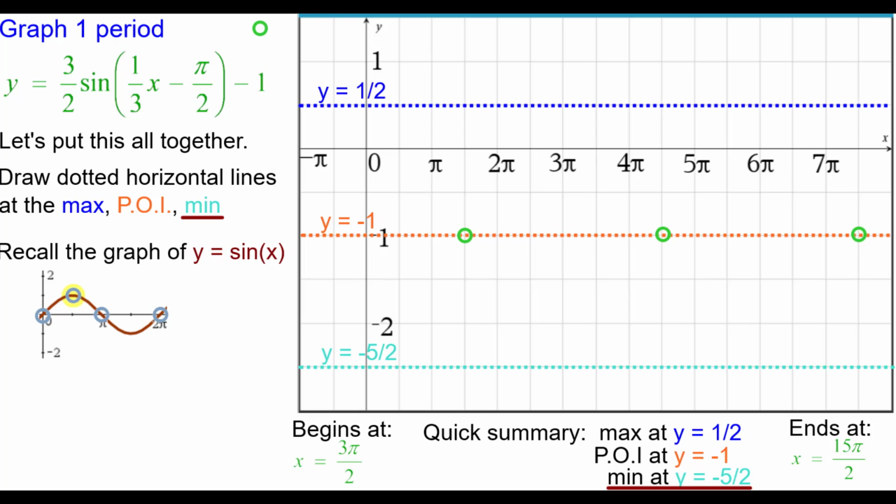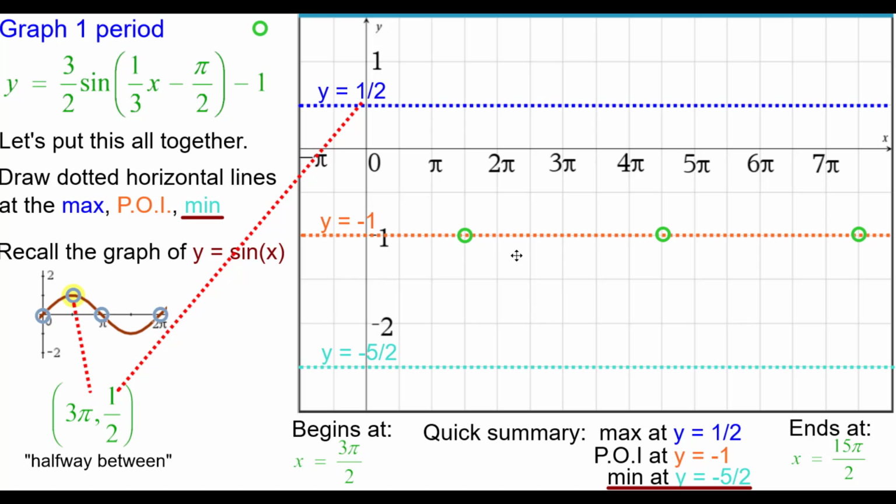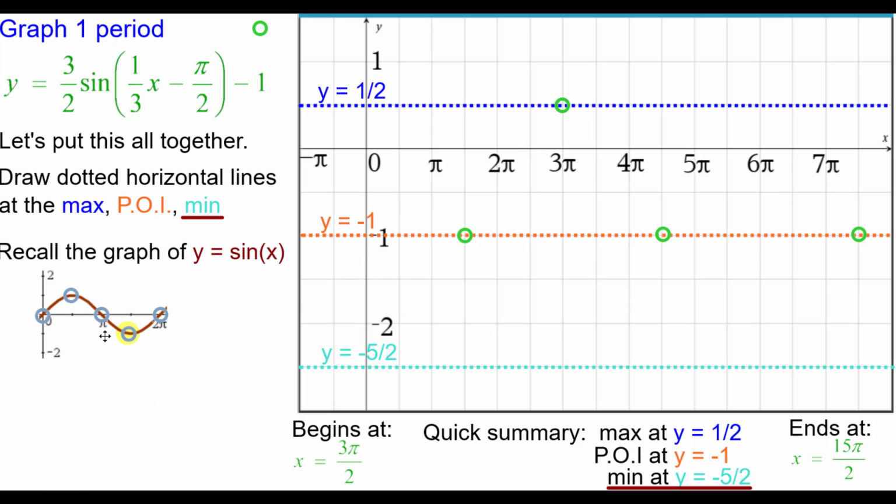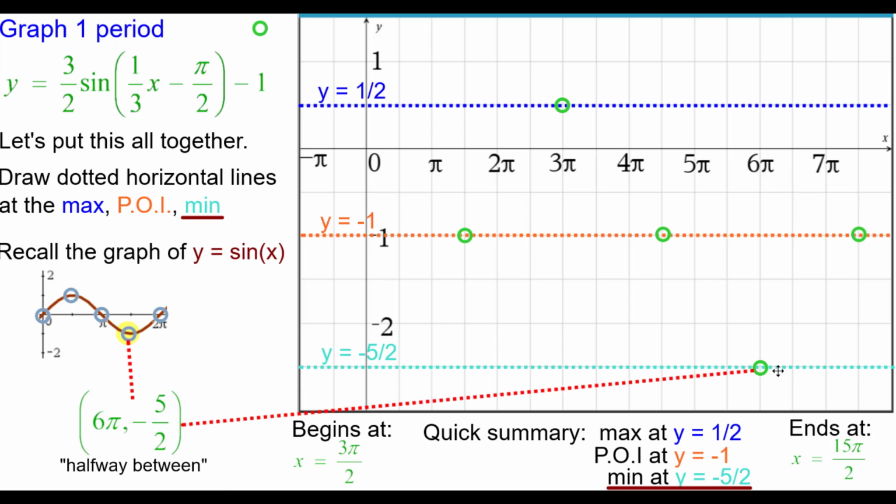Halfway between the first two points of inflection is a maximum, but in this case, it's going to be halfway between these at 3 pi and up to positive 1/2. So 3 pi, 1/2, and you can see that these are equidistant here. And the last is a minimum halfway between these two points of inflection. And so that's going to be at 6 pi down here at negative 5/2, where it's halfway between these two points.